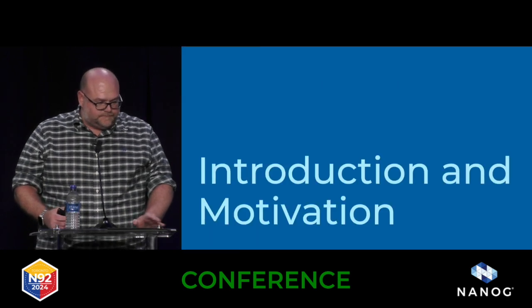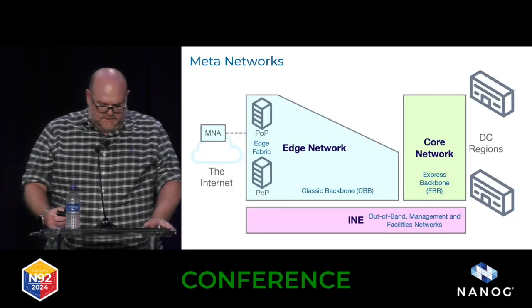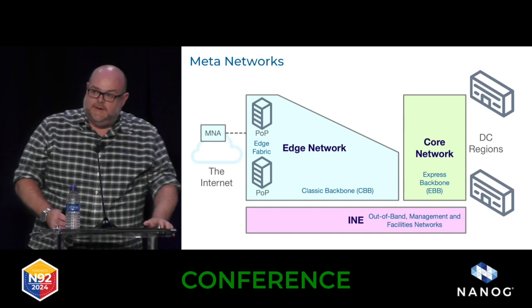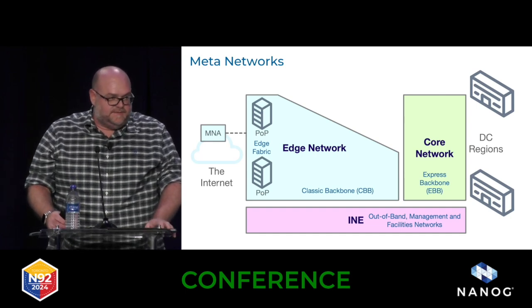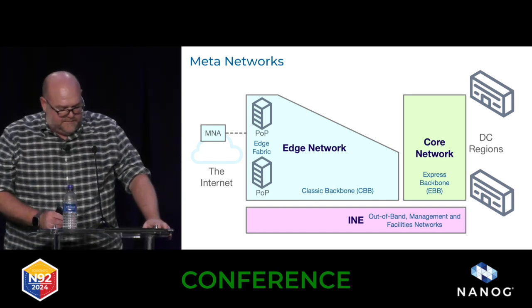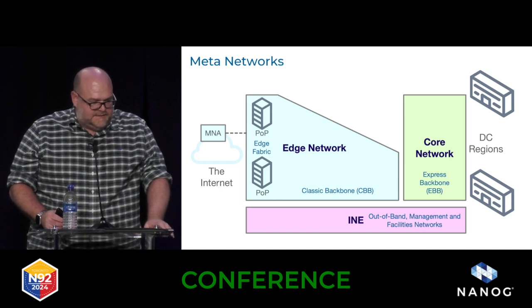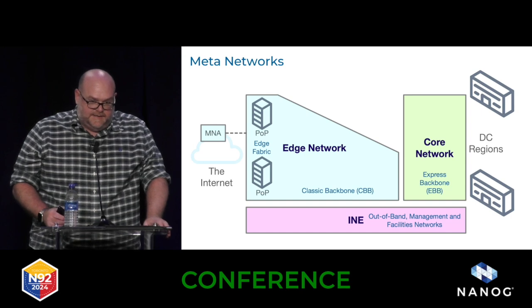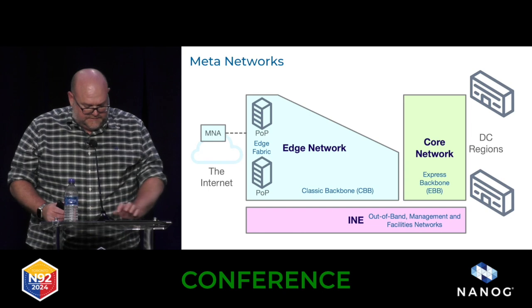Okay, so going through why we want to do this. At Meta, we operate four main network areas. Firstly, the data center networks, which are within the data halls. We have a core network that connects all of the data centers together, and an edge network, which consists of the peering points of presence and the network that connects them to the data centers. There is also an out-of-band network across those.